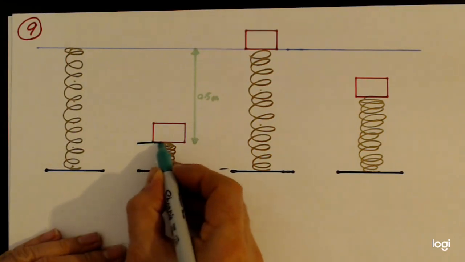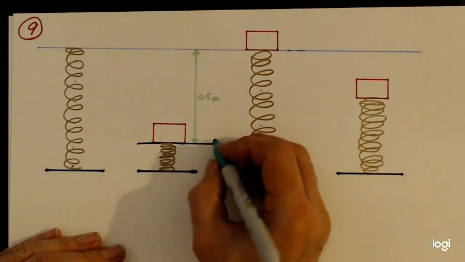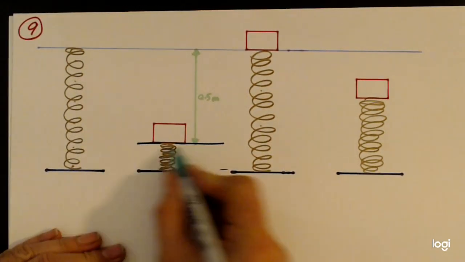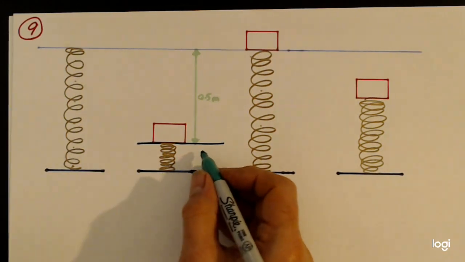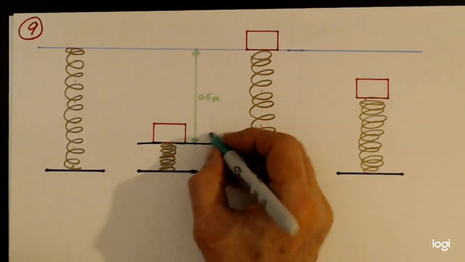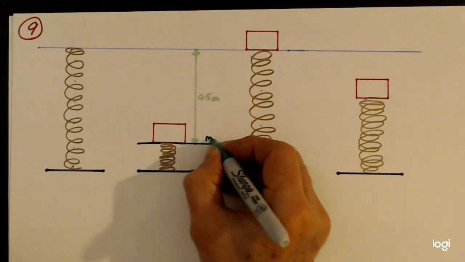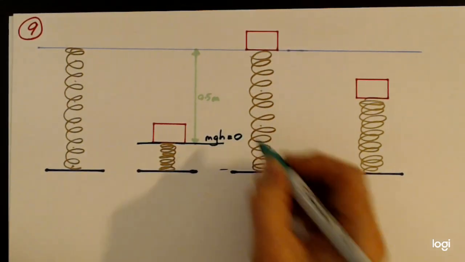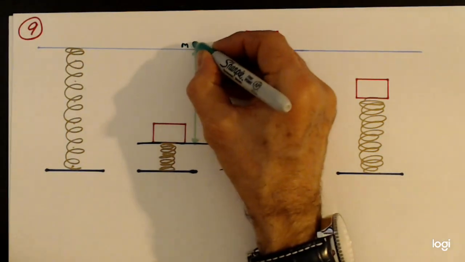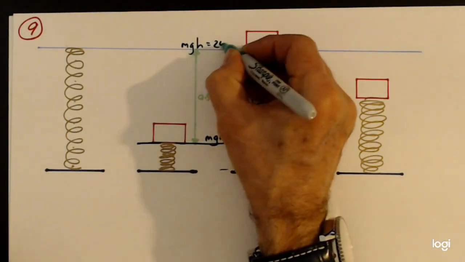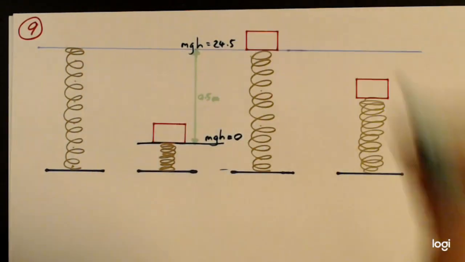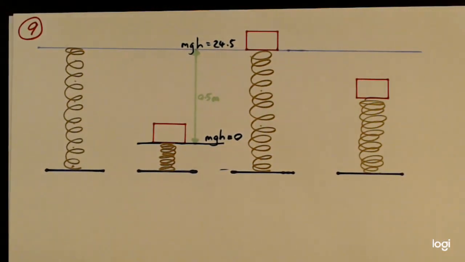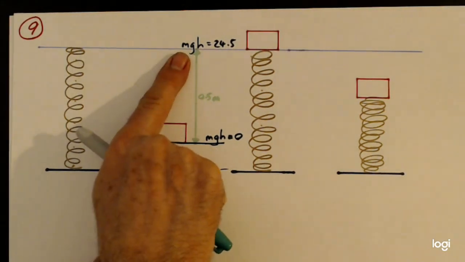Okay, so we're going to assume that at this point, gravitational potential energy is 0. That's the lowest point it goes, so we're going to call that 0, right? So mgh, which is the formula for gravitational potential energy, equals 0 there, and up here, mgh equals 24.5. So that's the change in energy. What is the mass of the steel block? The mass of the steel block is the m, baby.